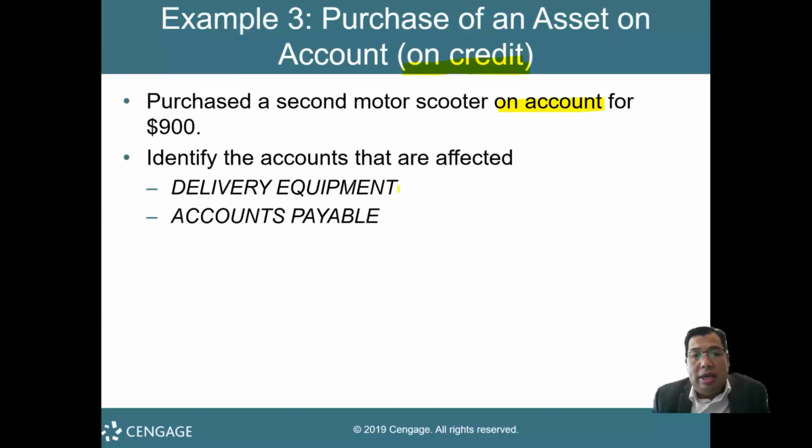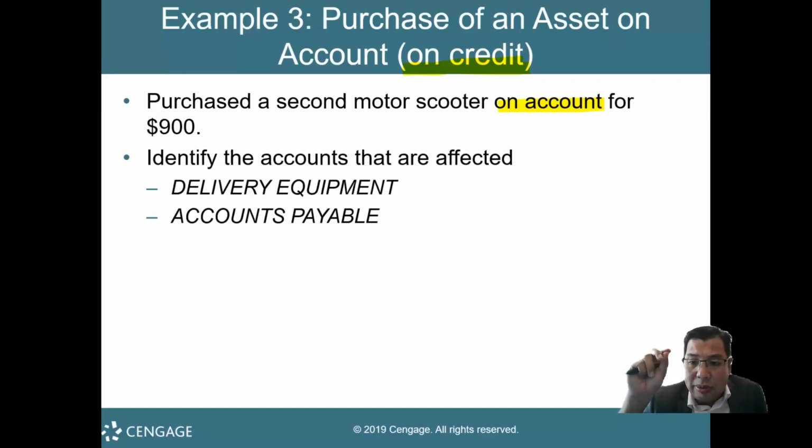So that is 900. That will be an increase in delivery equipment. Before this, we have a scooter worth 1,200. We purchased the second one for 900. So our scooter value or amount will increase from 1,200 to 2,100, increased by $900.